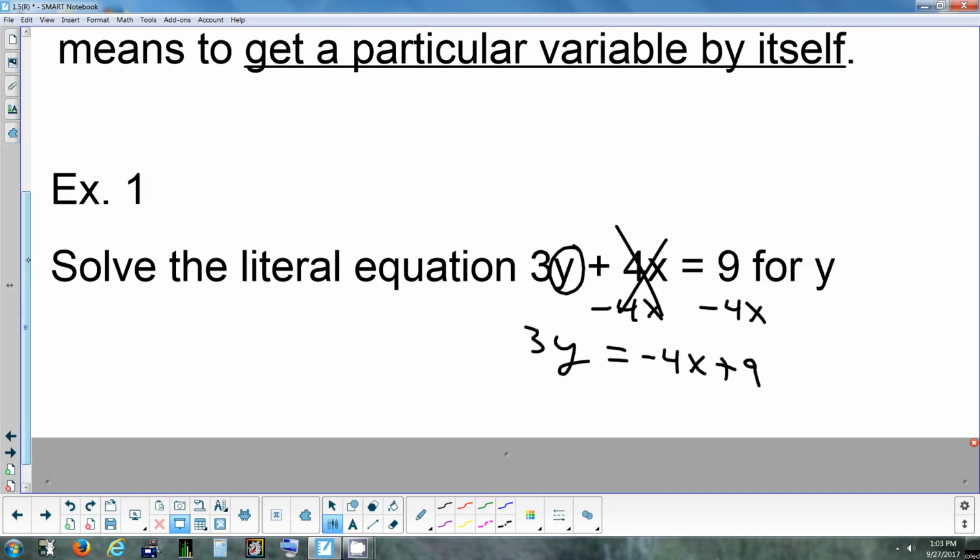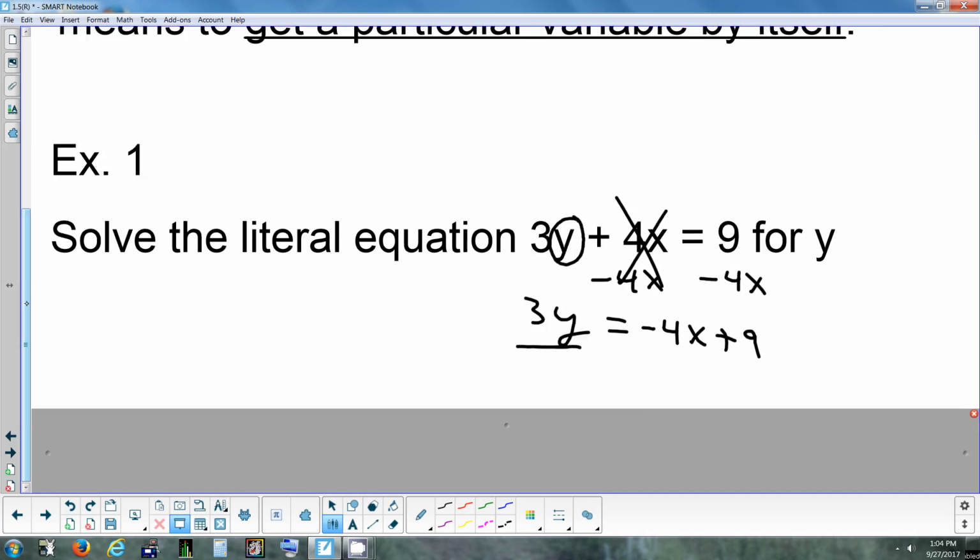Now, have we solved it for y? No. Why not? What's still wrong? Y is not alone yet. So who can tell me something else that we have to get rid of? You don't have to tell me how. Just tell me what else we have to get rid of. Xander? 3. We got to get rid of that 3. Now can someone else tell me how to get rid of it? Paige? Divide. Yep. Divide by 3. And what do you have to divide by 3?